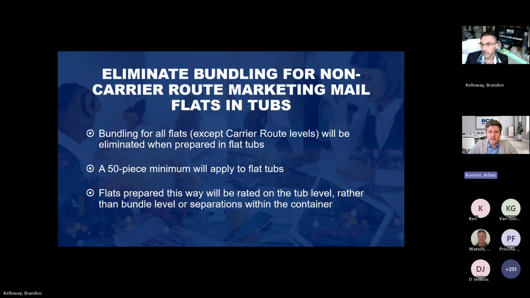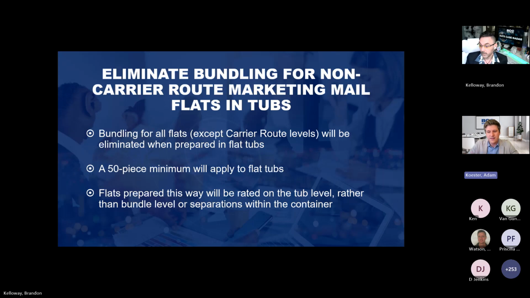Next, we have the elimination of bundling for non-carrier route, carrier route marketing mail flats and tubs into flat trays, right? So those are the much bigger than letter trays. They're, I think, 12 inches high or so. They are eliminating bundling in those tubs in order to reduce the amount of work that it requires to process those tubs at the facility where they're being used. That means that within that tub, what used to be bundled multiple rates, you can only have one rate in that tub. So if you've got 3-digit mail, it can't be in the same tub as a piece of 5-digit mail and still get the 5-digit rate on those. It's going to be just the single rate.